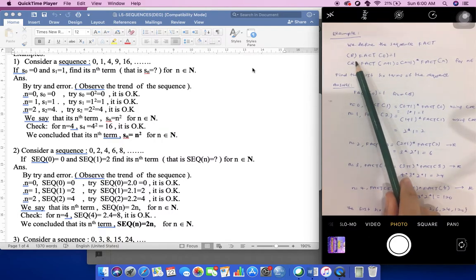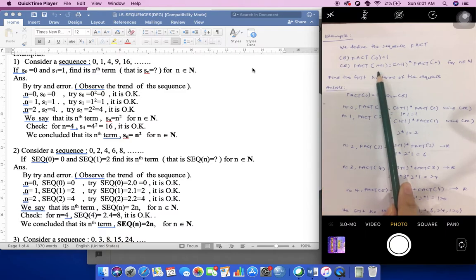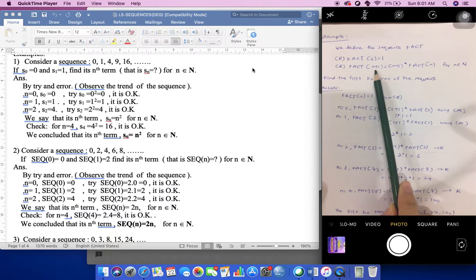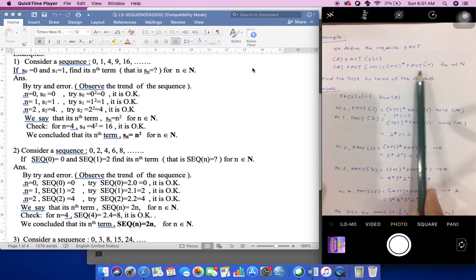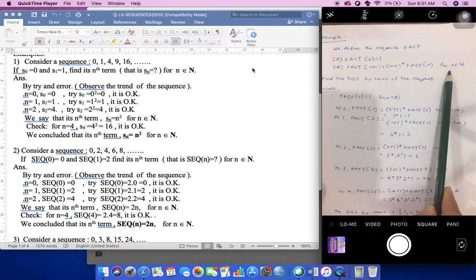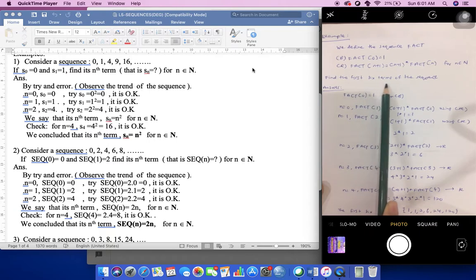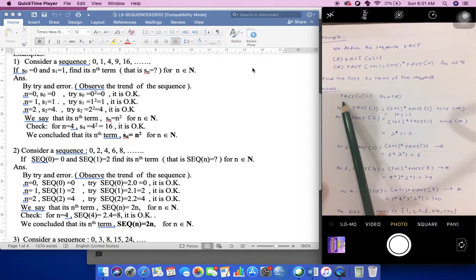Let's say factorial 0 equal to 1, and factorial n plus 1 equal to n plus 1 times factorial n, for n an element of the natural numbers. Find the first 6 terms of the sequence. Let factorial 0 equal to 1.